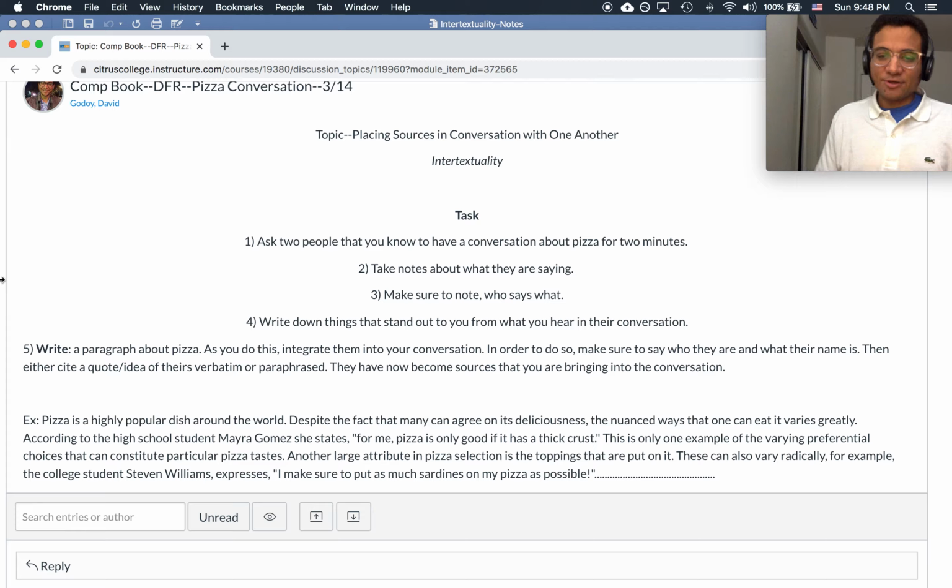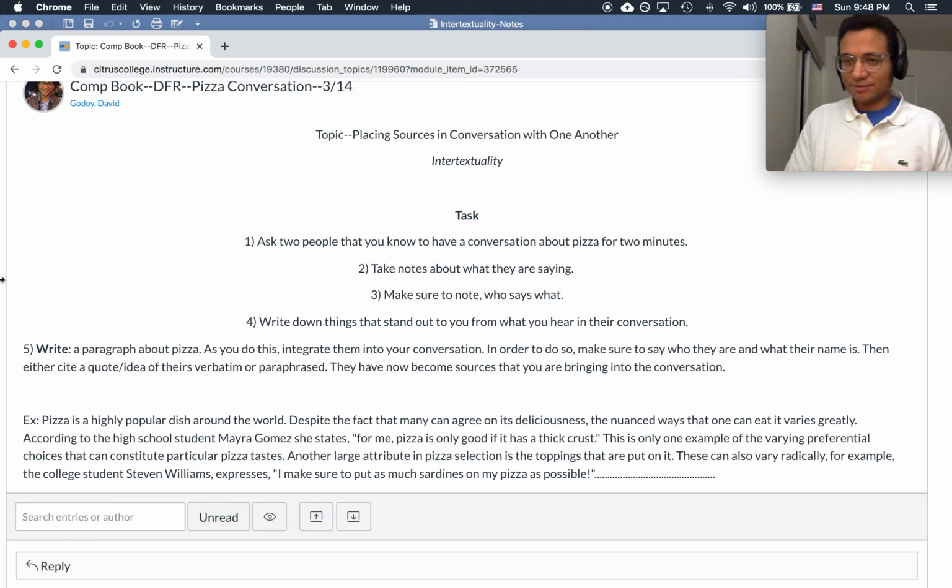Another large attribute in pizza selection is the toppings that are put on it. These can vary radically. For example, the college student, Stephen Williams, expresses, "I'll make sure to put as much sardines on my pizza as possible." So see how I'm integrating my sources into the conversation, but ultimately it's me who is guiding it. And absolutely, use I, as you're going to see in our first reading with Irvin. Use I, that's okay. You're talking about pizza.